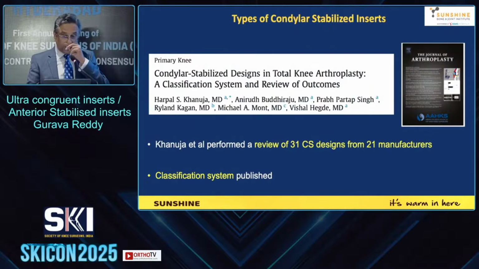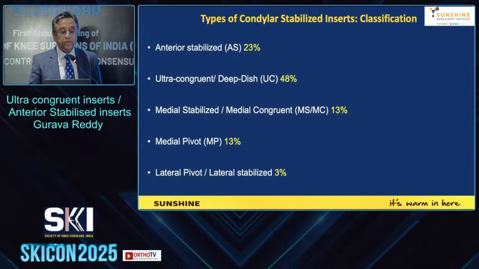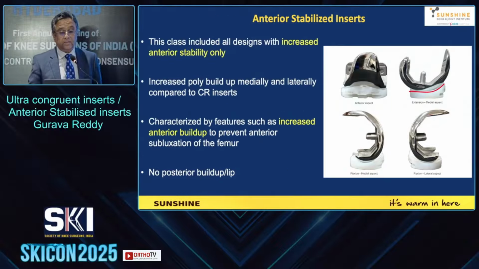Types of condylar stabilized inserts: again, Anoop has shown this paper, a very well written paper. A classification system is there. In that, among the types of condylar stabilized inserts, anterior stabilized are 23%, ultra-congruent or deep dish 48%, medial stabilized and medial congruent 13%, medial pivot 13%, lateral pivot 30%. In other words, if you take the top two, anterior stabilized coupled with ultra-congruent, almost 70% of the current implants are of that type. And again, this was shown by Anoop.